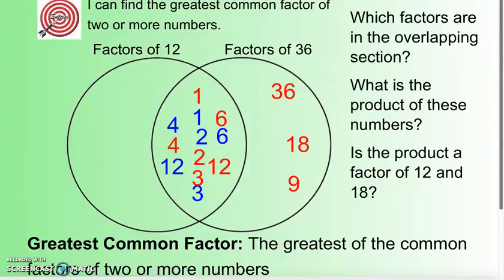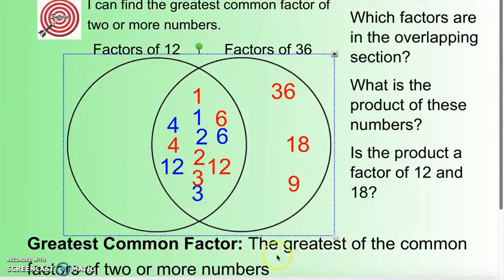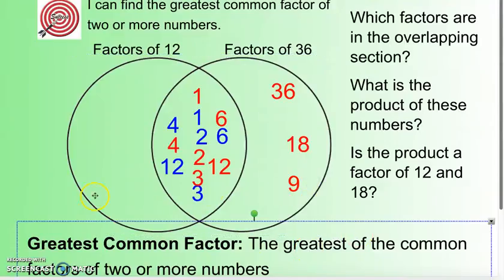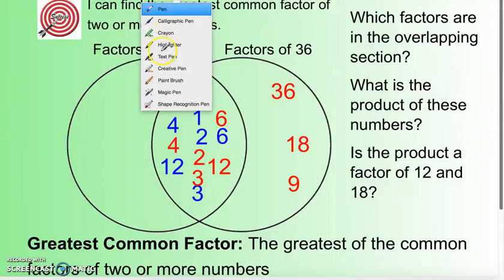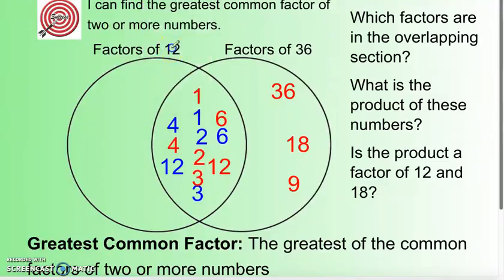Okay, so greatest common factor means that we are finding the greatest number, the largest number that they both share. Which one is the largest number that they both share? You are absolutely right. The largest number that they share, it's not the 1, it's not the 2, 3, 4, but it is the 12. They would both share a 12, and that's the greatest common factor.